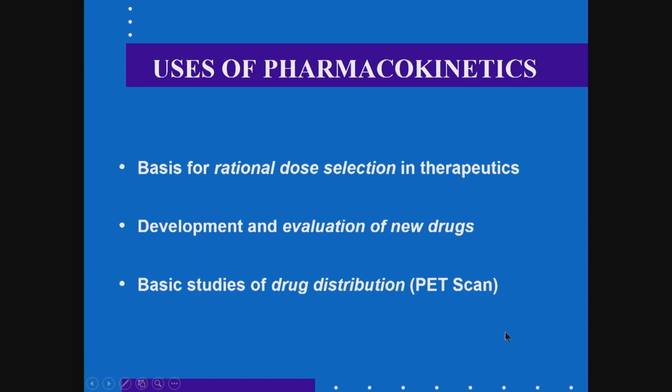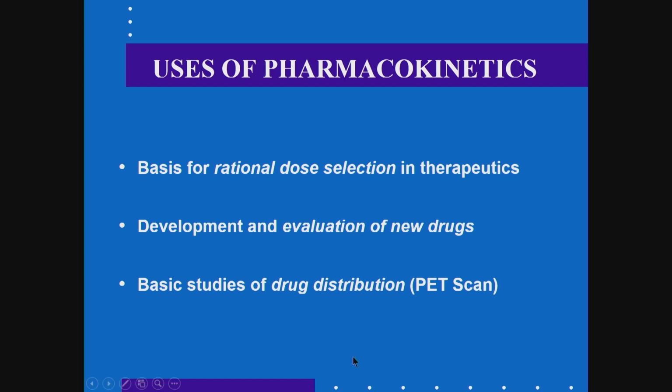So what are the uses of pharmacokinetics? Pharmacokinetics provides the basis for rational dose selection in therapeutics. It is essential for the development and evaluation of new drugs. We need to know how drugs are absorbed, to what extent they are absorbed, if given orally, where the drug distributes, and again, how the drug is eliminated, and what is the rate of drug elimination.